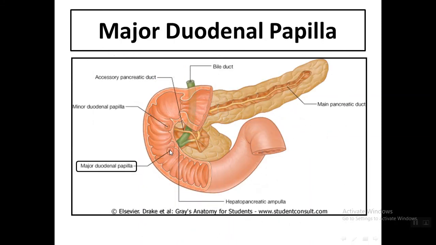Here, this is the major duodenal papilla, which is an elevation of the mucous membrane of the duodenum caused by the entrance of the main pancreatic and bile duct. If we have an accessory pancreatic duct, it will open more proximal to the major one, and it will cause a minor elevation called minor duodenal papilla. Minor duodenal papilla caused by the accessory pancreatic duct.